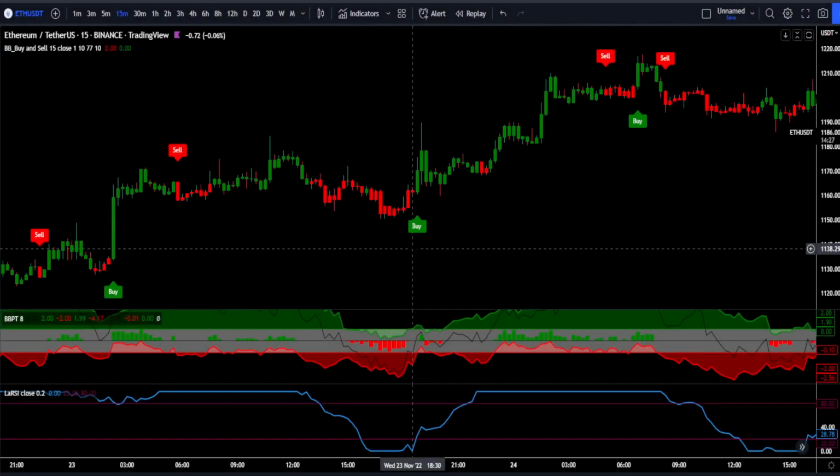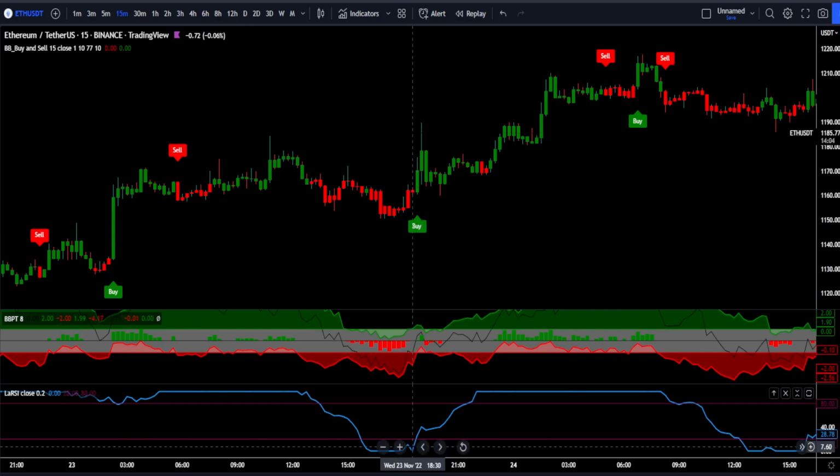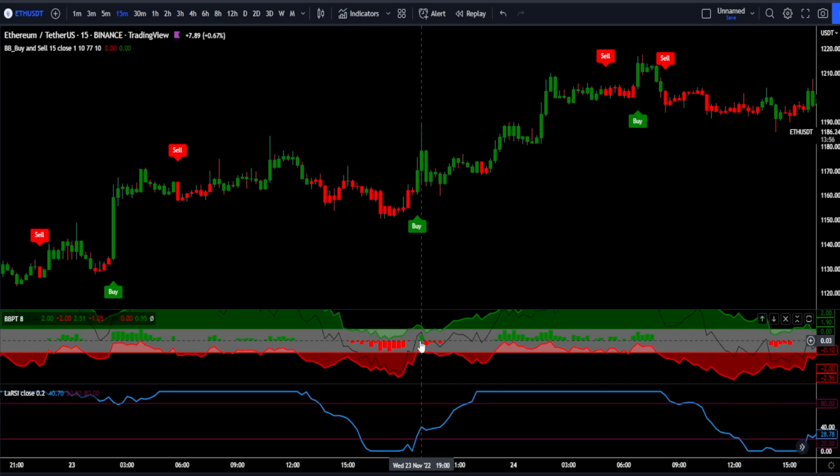For a signal to go long, the opposite conditions must be met. First, a new buy signal must be printed from our BB buy and sell indicator. Second, at the time the signal is issued, the Laguerre RSI must cross above our 20 level. And the final condition is to have the green bar printed on our BBBT indicator.